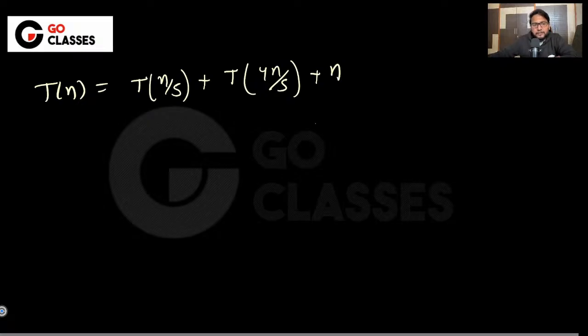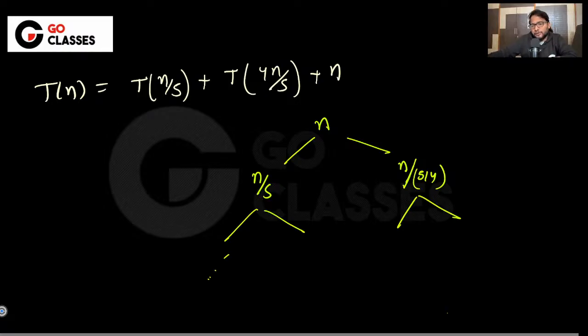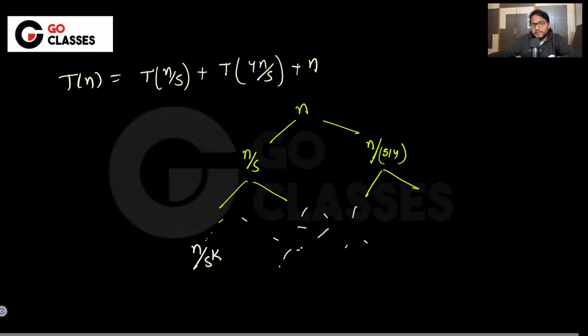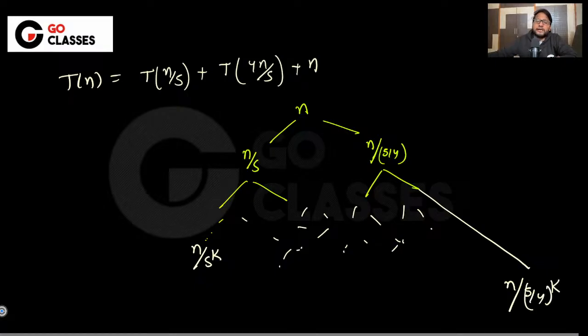Now this n, you are dividing into two parts. One is n by 5, another one is 4n by 5. Now you are dividing these also into two parts. There will be the case that this leftmost branch will get terminated early, and there are many other branches here and there, but the rightmost branch, which is 5 by 4 power k, will get terminated later.